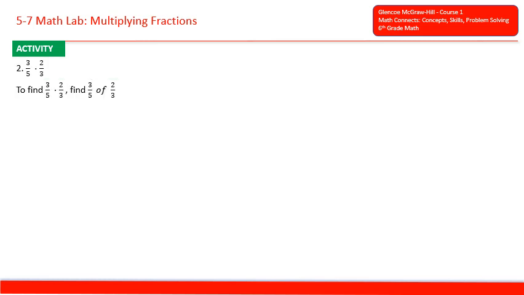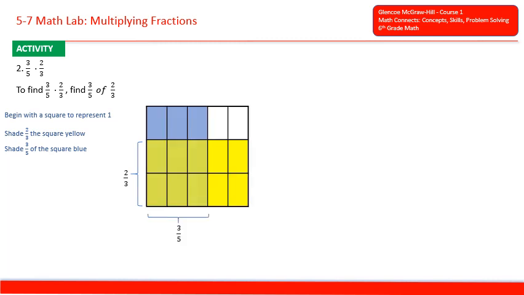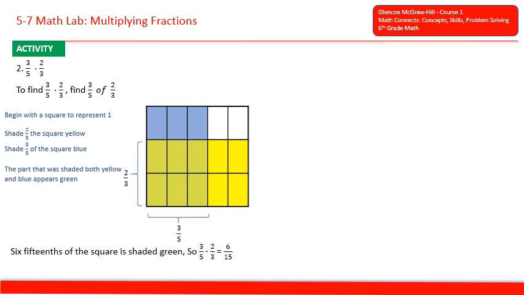3/5 times 2/3. To find 3/5 times 2/3, find 3/5 of 2/3. Begin with a square to represent 1. Shade 2/3 of the square yellow. So there's 2/3 yellow. Shade 3/5 of the square blue. So that's 3/5. And the part that was shaded both yellow and blue appears green. So 3/5 times 2/3 equals 6/15, which is 2/5.